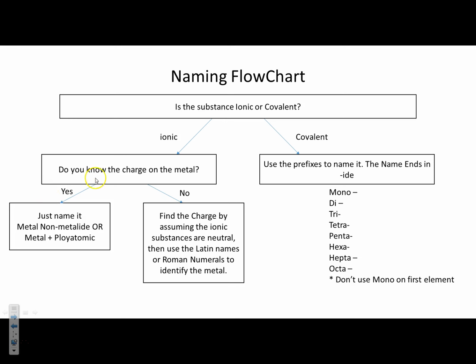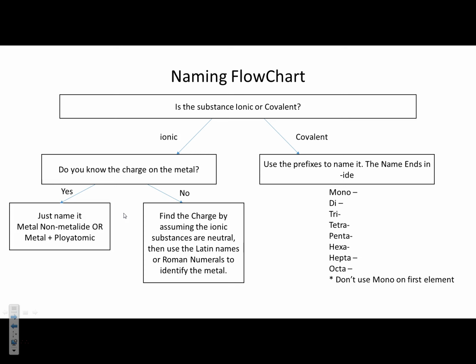If you don't know the charge, then you're going to have to figure out which metal you're talking about. For instance, things like copper or iron have multiple possible charges that they can take on. So you have to figure out which iron or which copper you're talking about, the one with the charge of +1 or the one with the charge of +2.